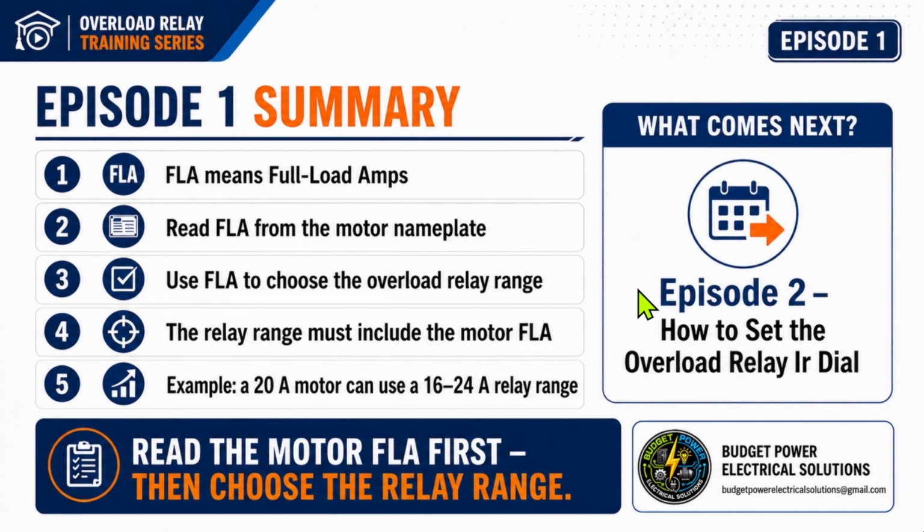This is the summary of episode 1. FLA means full load amps. Read the FLA from the motor nameplate. Use the FLA to choose the overload relay range. The relay range must include the motor FLA. For example, a 20 amp motor can use the 16 to 20 amp relay range. That's the summary of episode 1.